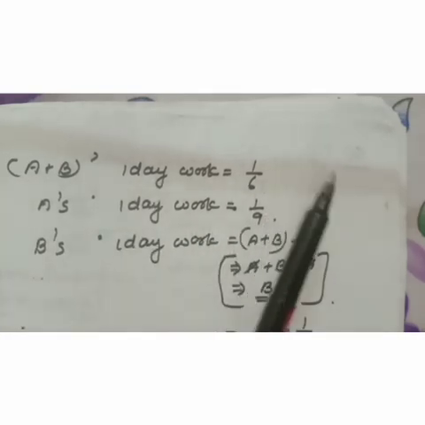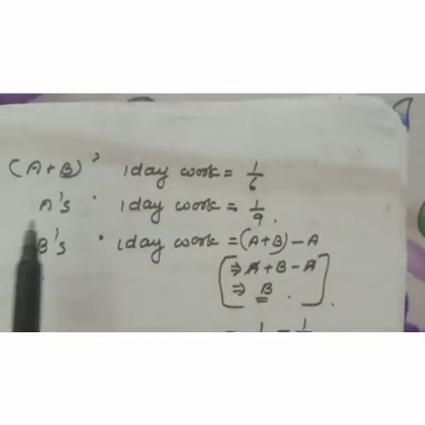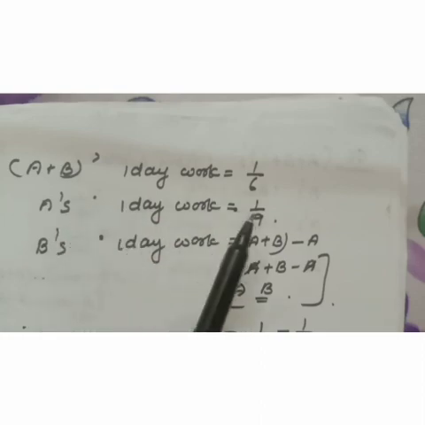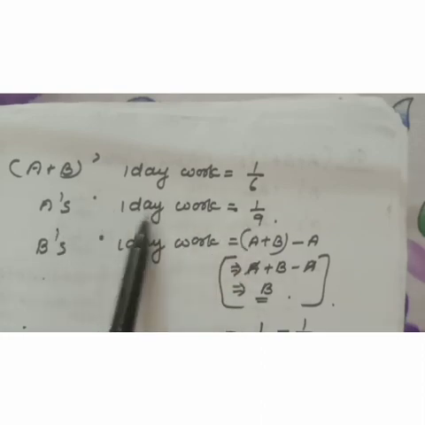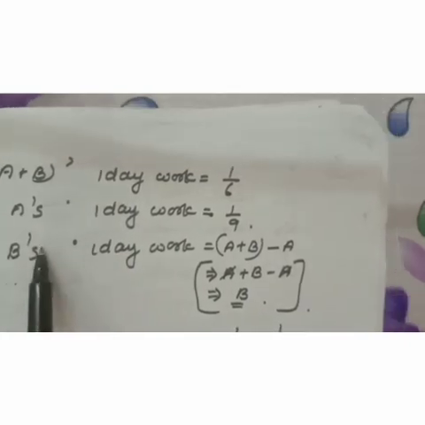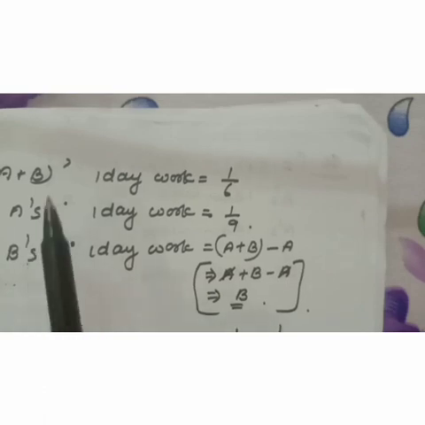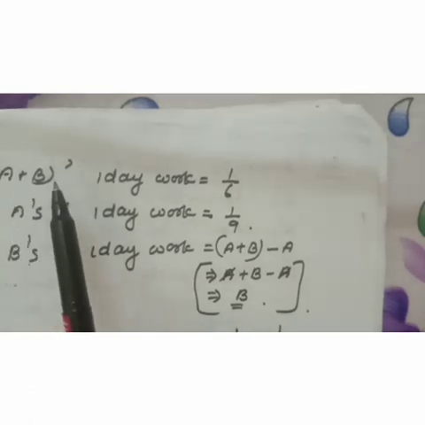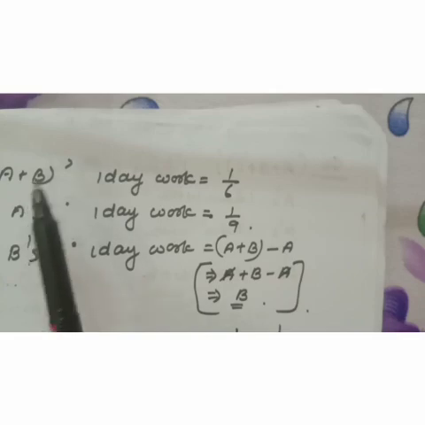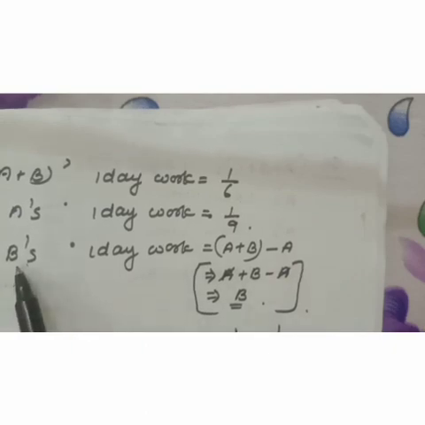One day, how much work can they do? A plus B, one day work is 1 by 6. Like A alone wants 9 days. That means one day work is 1 by 9. They are asking how many days B wants to complete the work. You know that A plus B minus A. From A plus B, you subtract A, then you will get B. Okay. The question is you have to find out B.